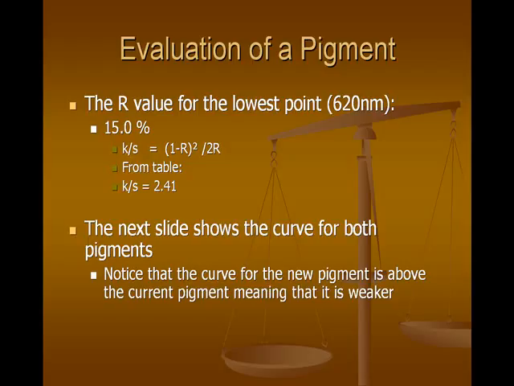Then we can look at the curves again for both pigments. One thing we can tell by just looking at the curves is that the curve for the new pigment is above the current pigment, so that tells us that it is weaker than our current pigment because it's lighter. The higher the curve, the lighter the value, or if we're talking about strength, the higher the curve, the weaker the pigment. The question is, how much weaker?